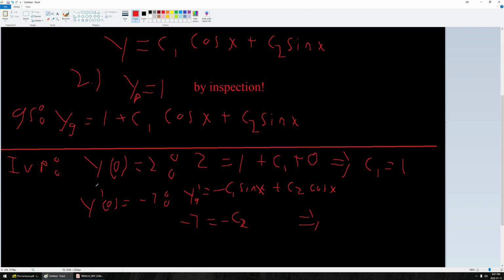And I flipped it up here. That should be a plus 7. Okay, so from here, and that's a plus, there we go. So from here, I get c2 is equal to 7.